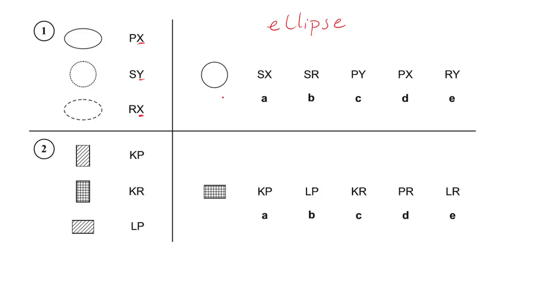So it's going to have Y as the second letter. Then I need to work out what the first letter stands for. The first letters stand for the outline. This outline is continuous, it's a solid outline. It's a continuous line. So that P means that it's a continuous line.